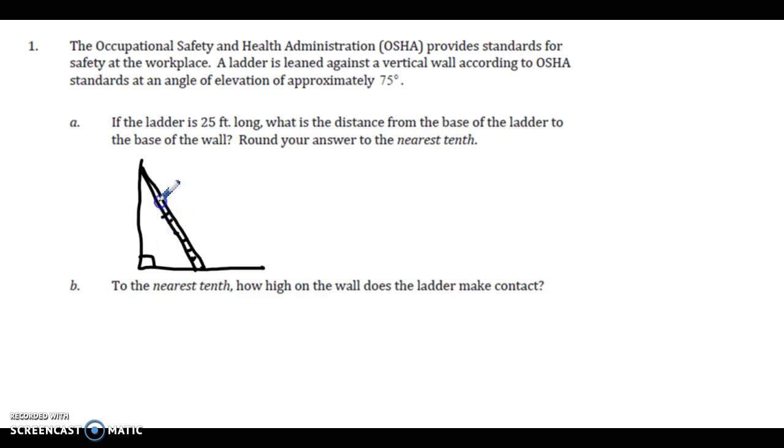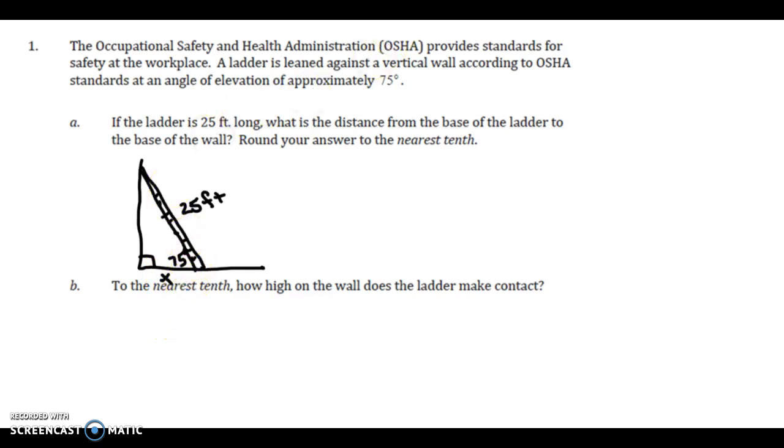Okay, so it says that if the ladder is 25 feet long, here's 25 feet, it says a ladder is leaned against a vertical wall at an angle of elevation of 75 degrees. And so this angle down here should be 75. And so it says, round your answer to the nearest tenth, it says what's the distance from the wall to the base of the ladder. That's what we're trying to figure out.